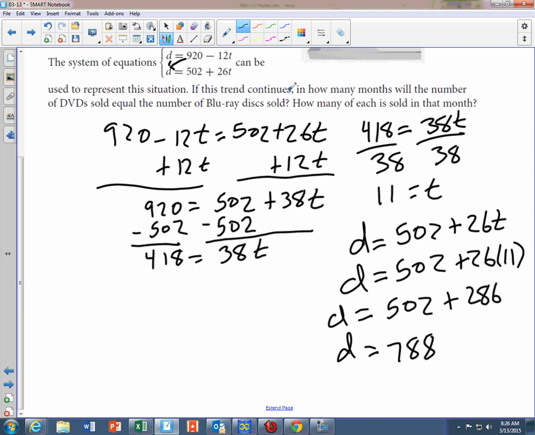Okay, let's answer the questions. If this trend continues, how many months will the number of DVDs sold equal the number of Blu-ray discs sold? How many months, guys? 11 months. How did you pick out the 11? Because 11 is t, which is time in months, which we underlined up here. Then ask the question, how many of each is sold in that month? 788 what? Discs. That's the answer to that question.